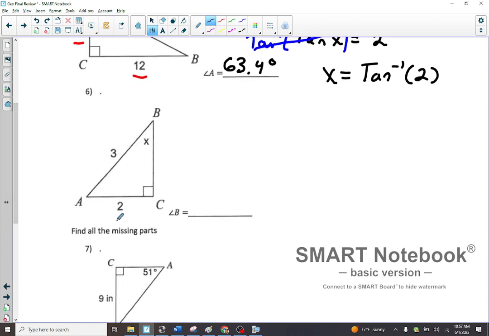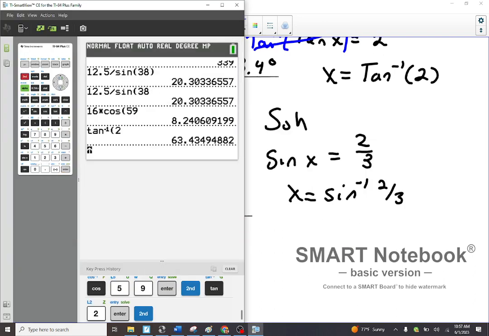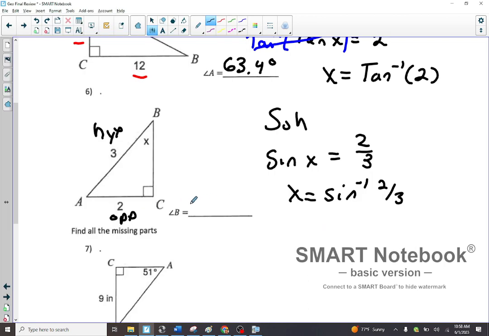Next one, I have an opposite, and I have a hypotenuse. So SOHCAHTOA, so I need an OH, that's SO. Sine x equals 2 over 3. X equals sine negative 1, 2 over 3. Remember, I needed negative 1 to get rid of the sine away from x. So it's going to be second sine 2 divided by 3. 41.8. Remember, if you want the negative ones, you got to click second on your calculator.